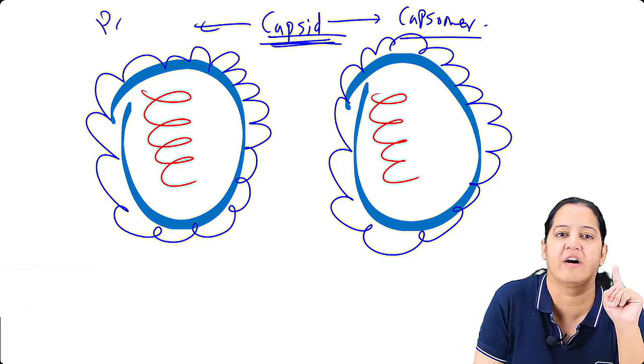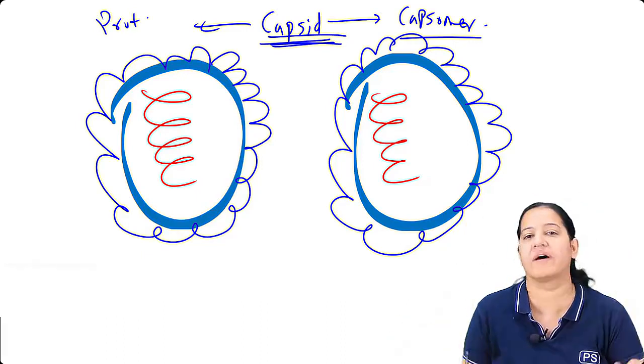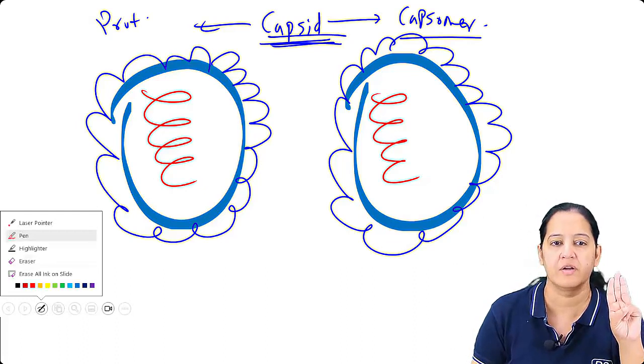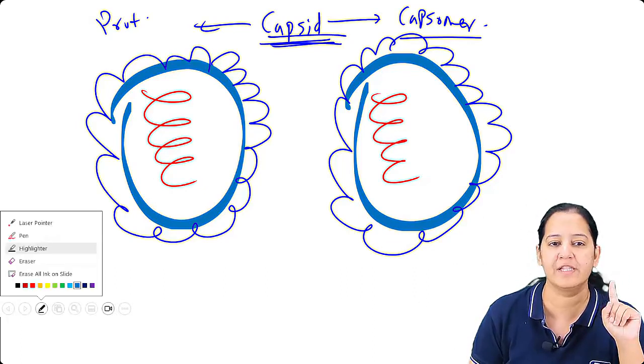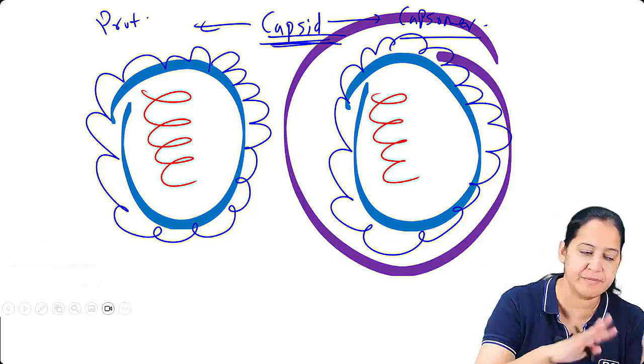Capsid is a protein covering. It is also present in all viruses. So these are the two things present in all viruses of the world. Now there is a third thing which is not compulsory. It is present in some viruses, absent in others. That is the envelope. Some viruses have an envelope, some do not.